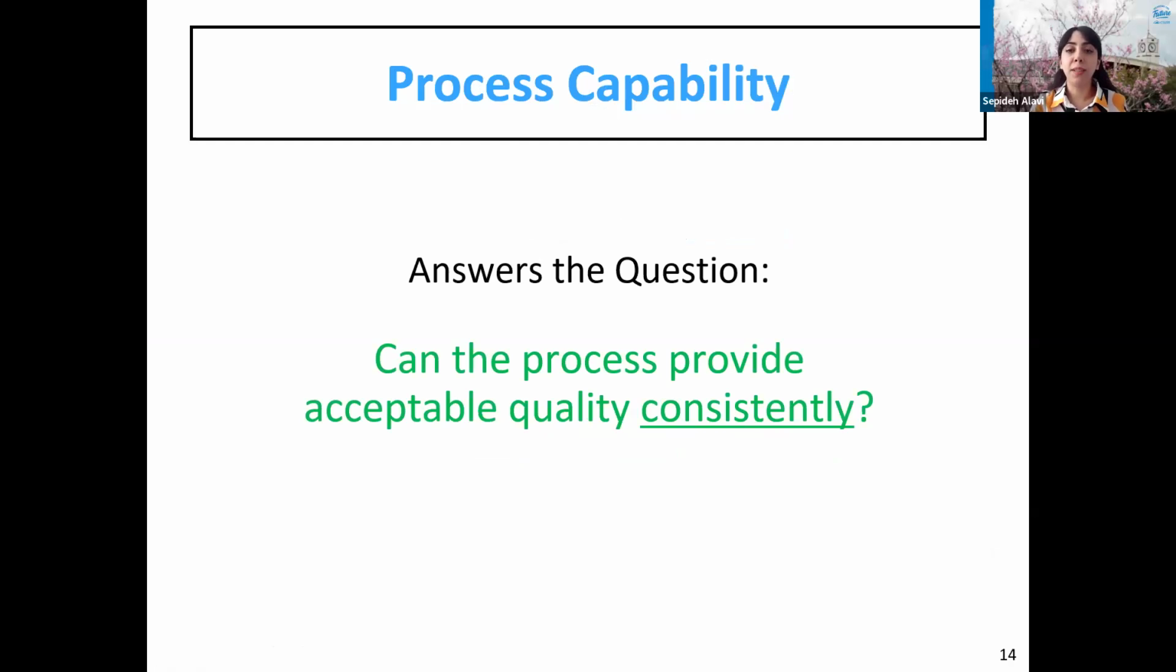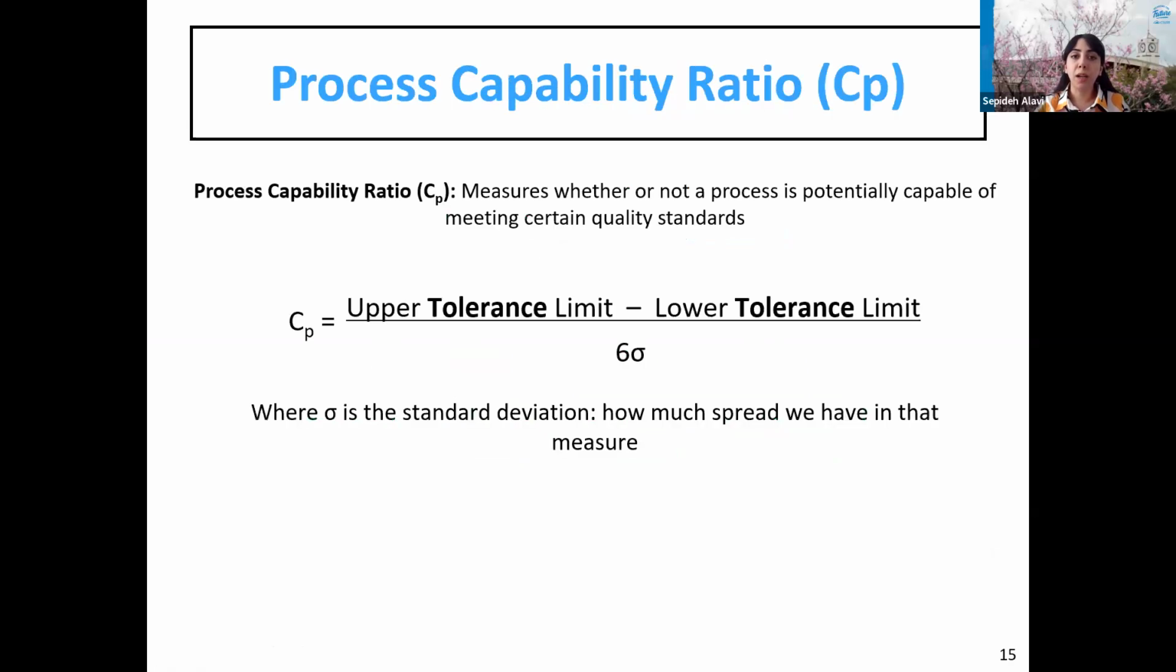For businesses to measure their quality, they need to have an understanding of their process capability. In other words, is the process capable of meeting the quality standards and providing acceptable quality on a consistent basis? The process capability ratio, C sub P, is the most common measure that manufacturers use to measure their quality. It measures whether or not a process is potentially capable of meeting certain quality standards.